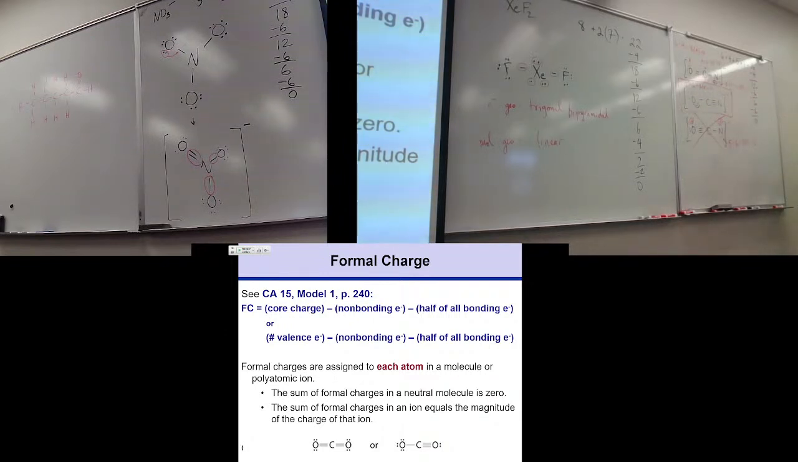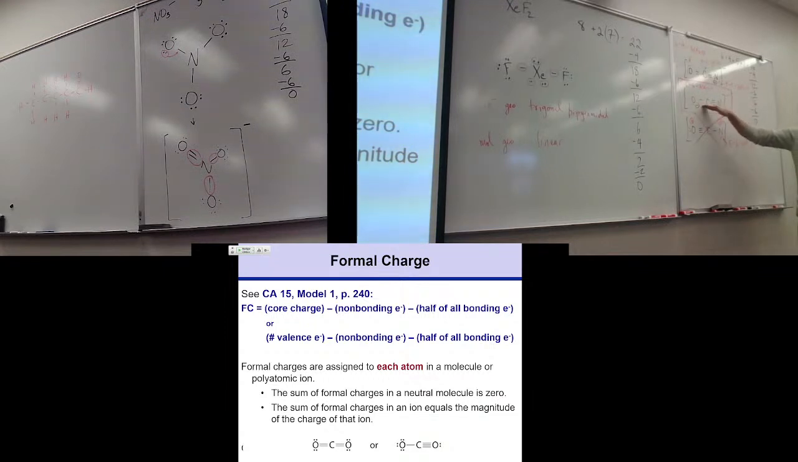How would we know that this is correct? Like, what can we do to verify it? Well, if this is the correct Lewis structure, we could try to measure bond lengths. What do we know about triple bonds versus single bonds? Triple bonds are a lot shorter, and they're a lot stronger too.